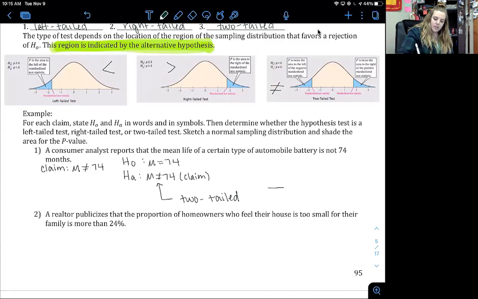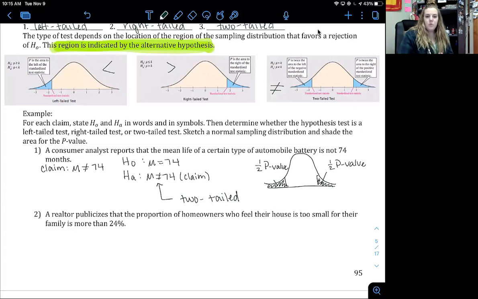And if we want to sketch this graph, you're drawing your standard normal curve. And we're going to shade the two tails. Okay. Now, this is going to be half of our p-value. And this is half of our p-value. We'll talk about what that p-value is in 7.2.